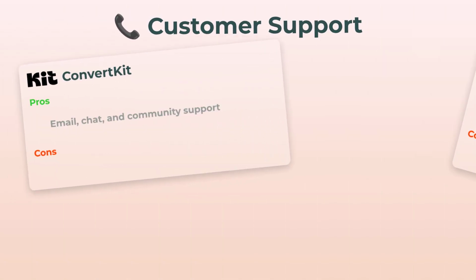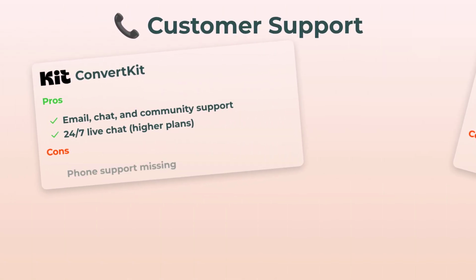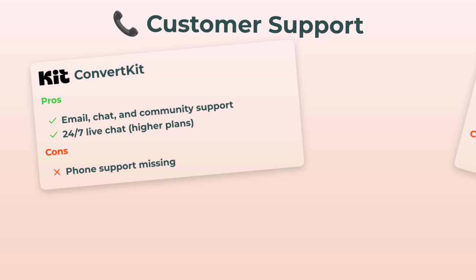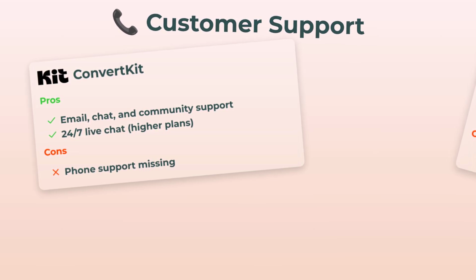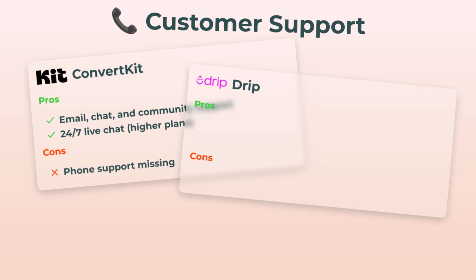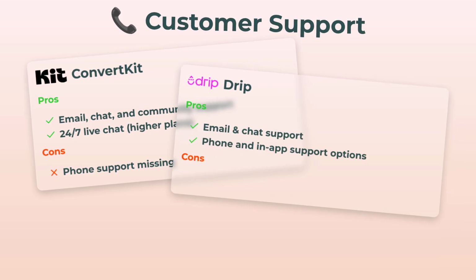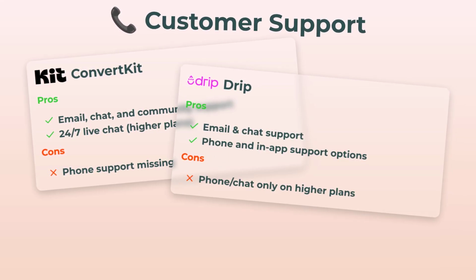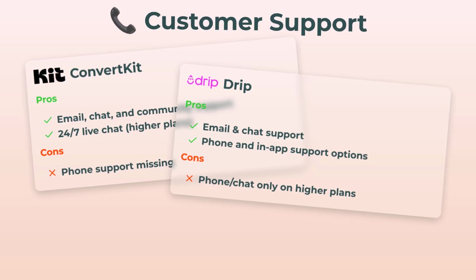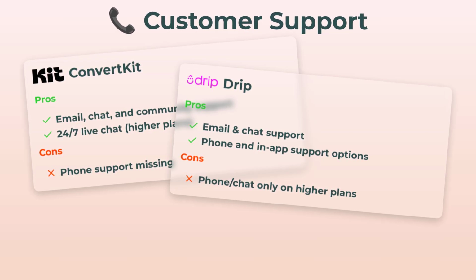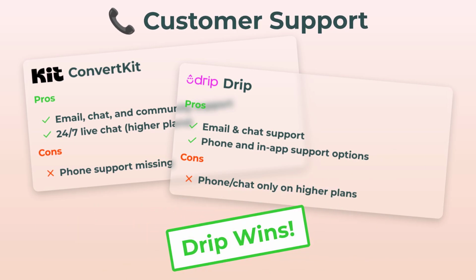Customer support. ConvertKit gives you email, chat, and even a big community to ask questions. Go for the higher plans and you'll get 24/7 live chat, which is awesome. But yeah, phone support isn't a thing here. Drip comes through with both chat and email, phone support, and even in-app help if you need it. But just so you know, those extras kick in on pricier plans. Still, overall, Drip's support system is a notch above.